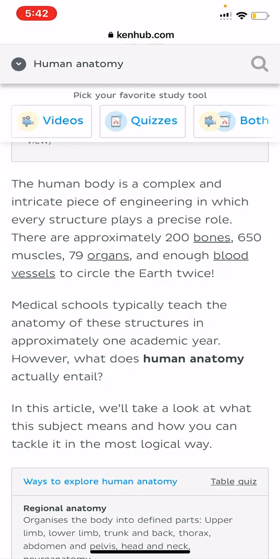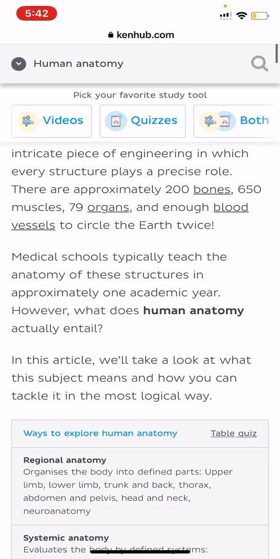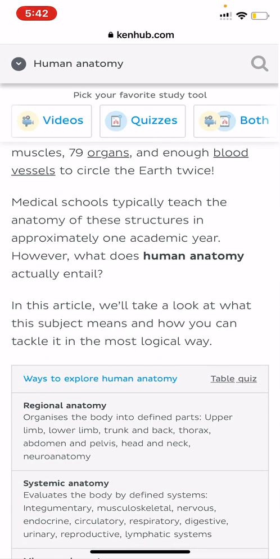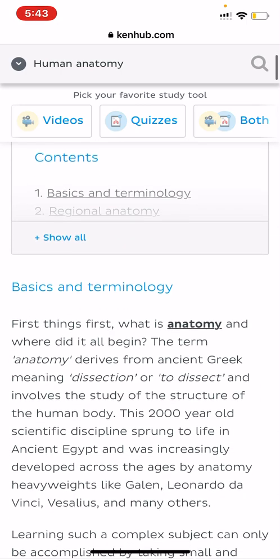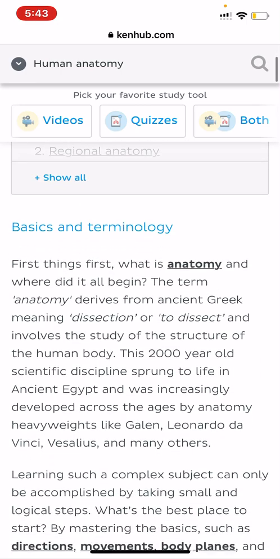However, what does human anatomy actually entail? In this article, we will take a look at what this subject means and how you can tackle it in the most logical way. Basic anatomy and terminology. First things first, what is anatomy and where did it all begin?